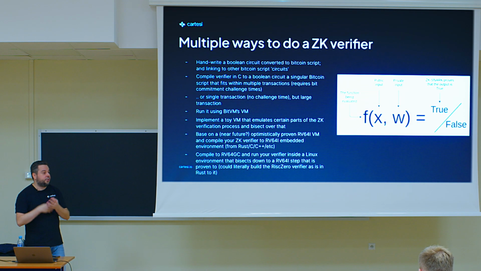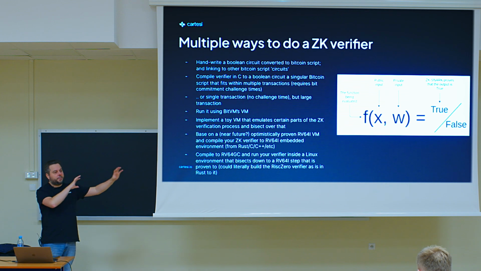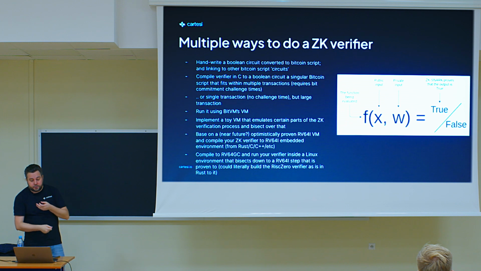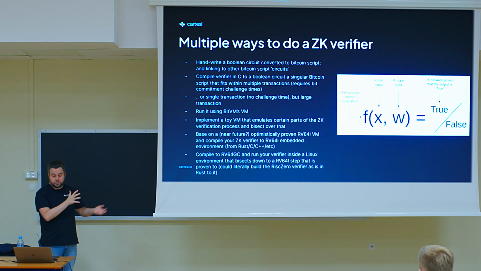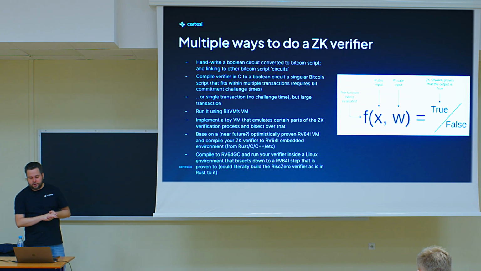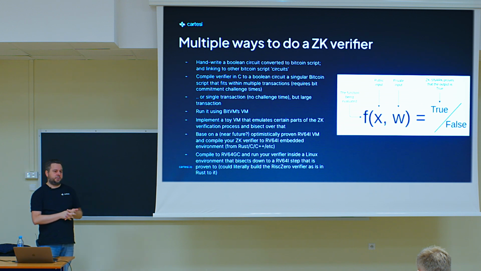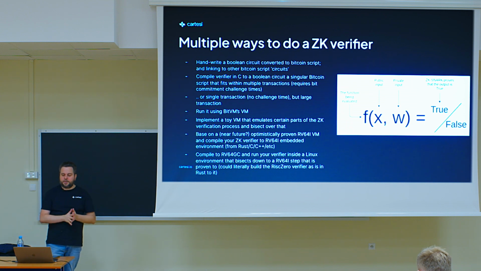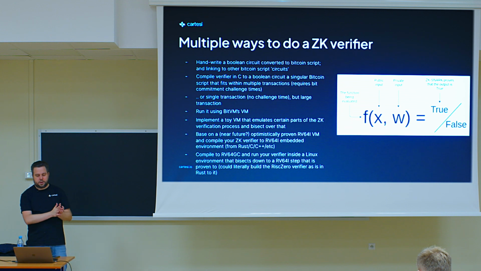So now we get to the actual zk part here. Now you have the building blocks where you can actually do computation. You can compile, you don't need to make your own instruction set. You can handwrite a Boolean circuit for it, linking it to other circuits. You can take your zkVerifier code, that's probably not in C because people tend to use Rust nowadays or other saner languages, and try to make it something that fits into a single transaction or multiple transactions requiring challenge times in this particular case.